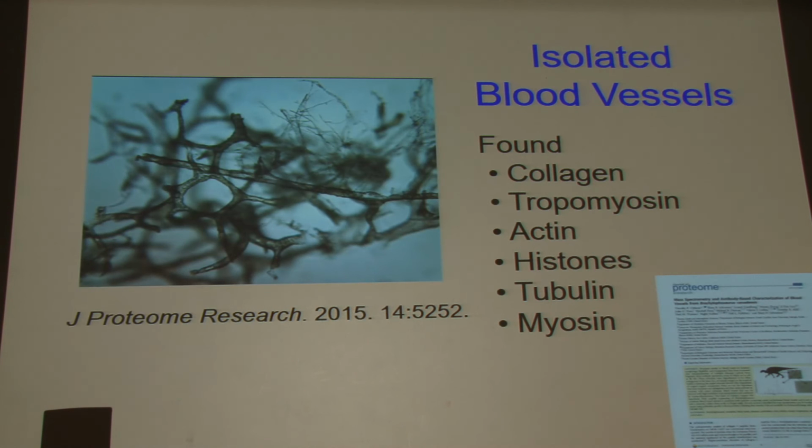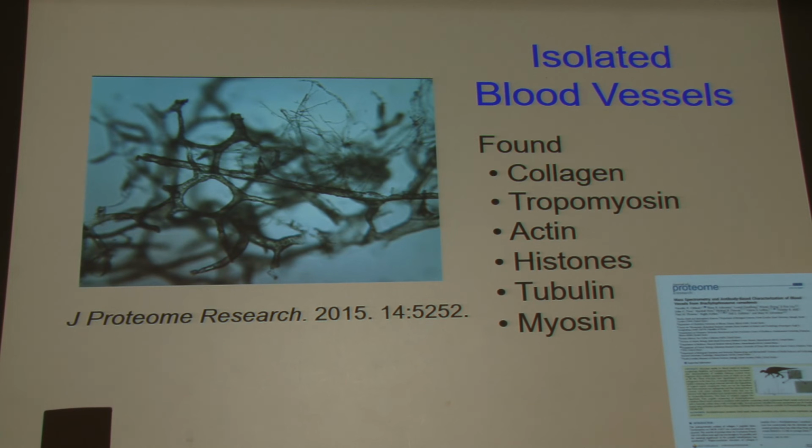Also, a study that came out last fall, to me, this is how you do science. This study is excellent. They extracted blood vessels, intact blood vessels from dinosaur fossils.